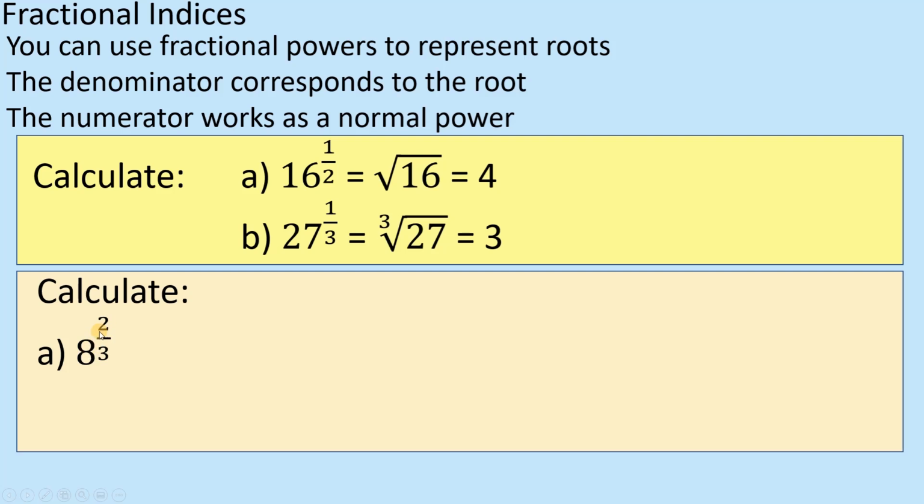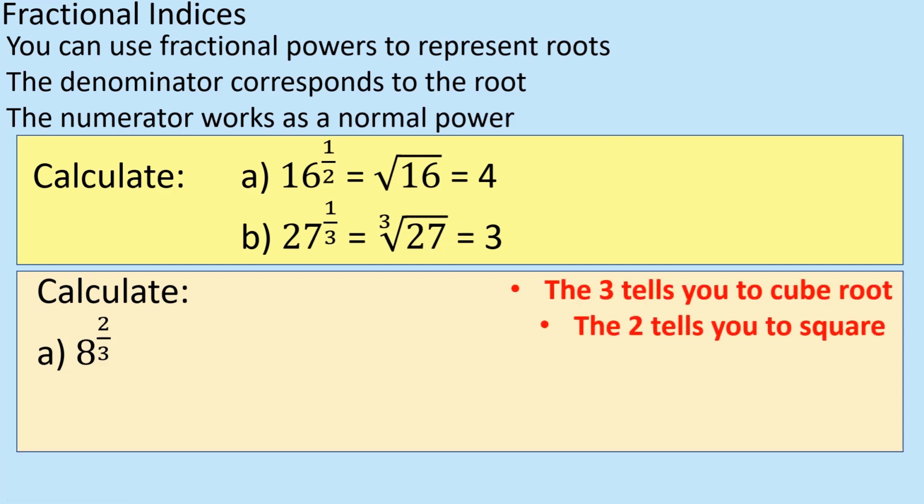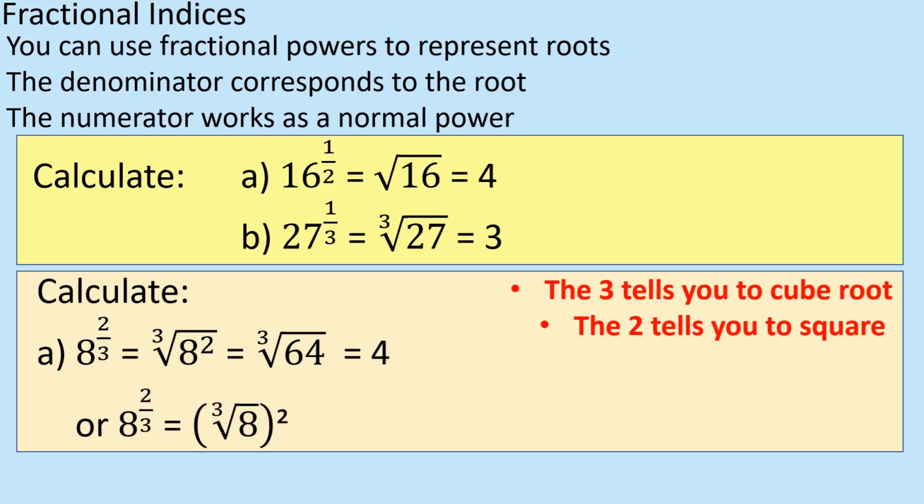If I go for the squared, 8 squared is 64, so I'd want the cube root of 64. If I cube root first, the cube root of 8 is 2, and then square it, it gives me 4. So there are 2 ways you can do it. The 3 tells you to cube root, and the 2 tells you to square it. I can square it first, which gives you 64, and then cube root, which will be 4, or the other way around.